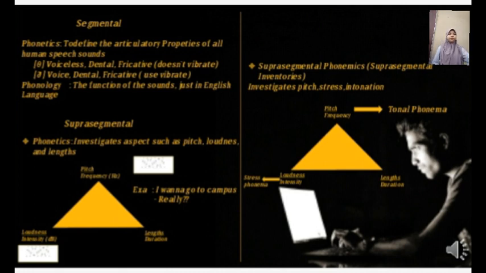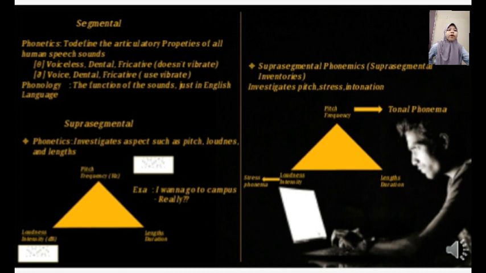Phonetic segmental. Phonetics defines the articulation properties of all human speech sounds. For example, voiceless dental fricative doesn't vibrate, and voiced dental fricative does vibrate. Okay, this is the difference: one doesn't vibrate and one does vibrate. In phonology, segmental deals with sounds in the English language. This voiced sound is just used in English, not in Indonesian or Arabic, just for English.